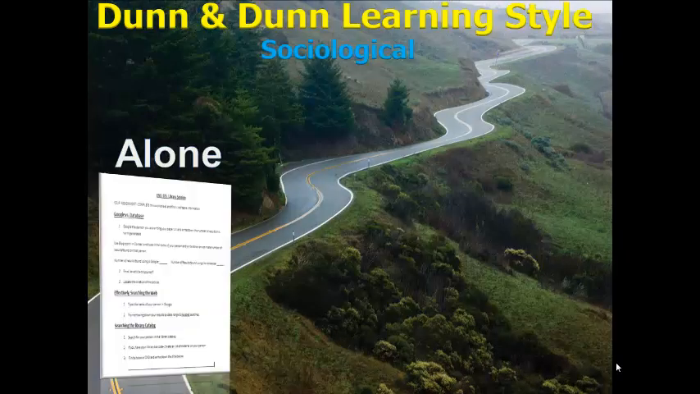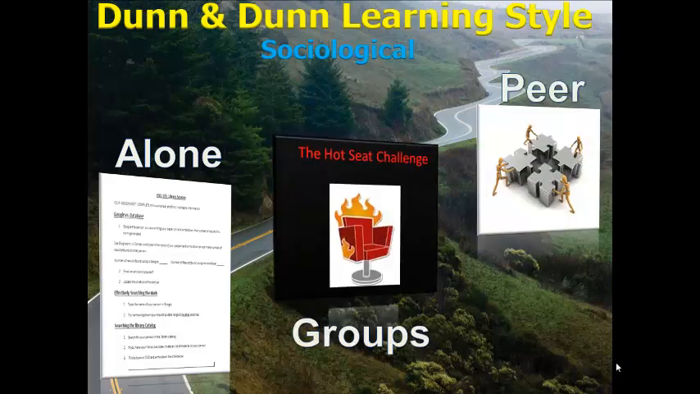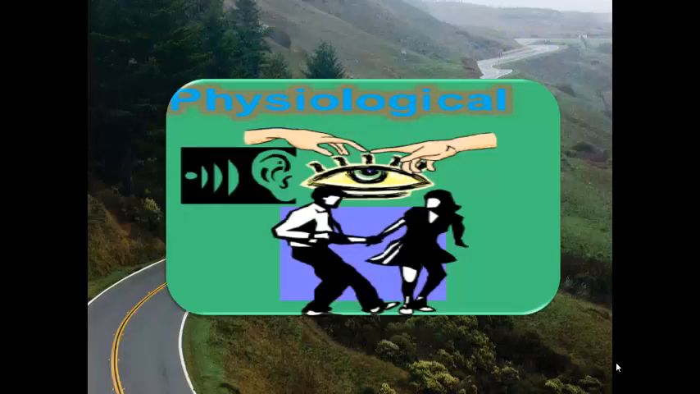Sociological. This strand of learning is all about interactions with their classmates and its ability to help them learn. For example, some students prefer to learn alone. You can accommodate these learners by providing them with worksheets to complete or iClicker quizzes. Two other ways to incorporate different learning styles from this strand would be to use group learning activities like the hot seat challenge or peer-to-peer learning like a jigsaw classroom where students teach each other.